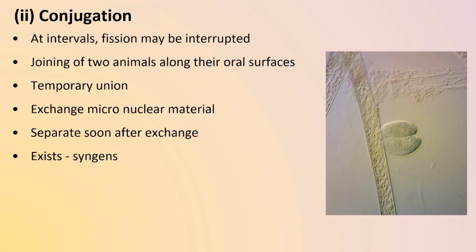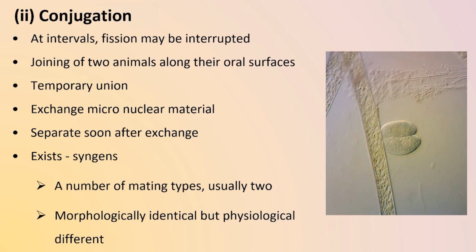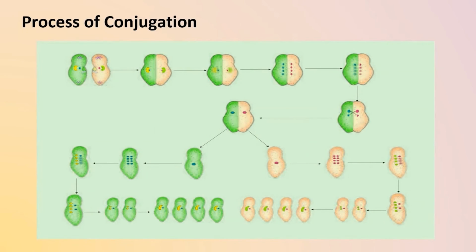Each Paramecium caudatum species differs and exists in varieties or syngens. Further, within each syngen, there are a number of mating types, usually two. The mating types remain morphologically identical, but they exhibit physiological differences. Process of conjugation. In conjugation, two Paramecium caudatum of opposite mating types of the same variety come together with their ventral surfaces and unite by their oral grooves.